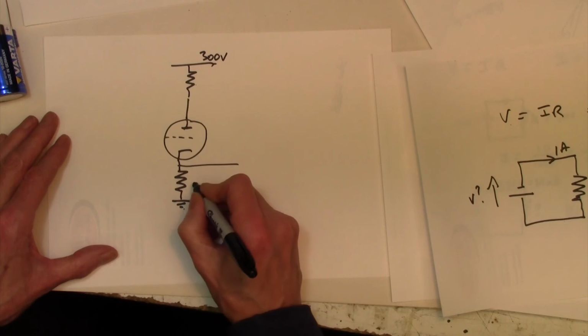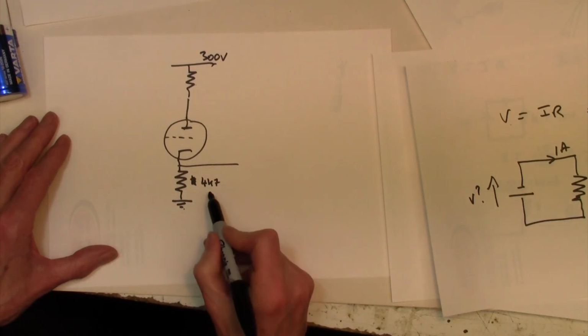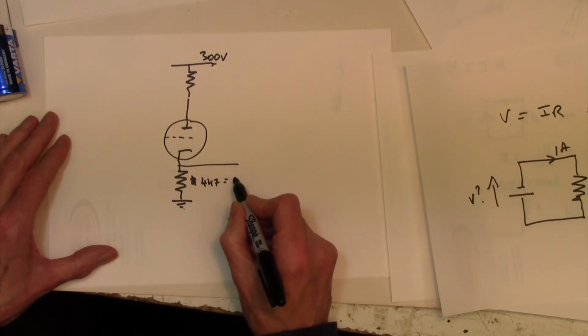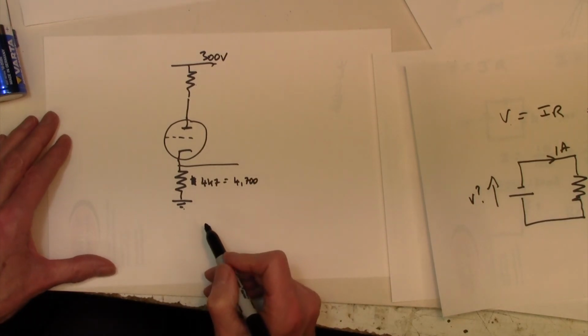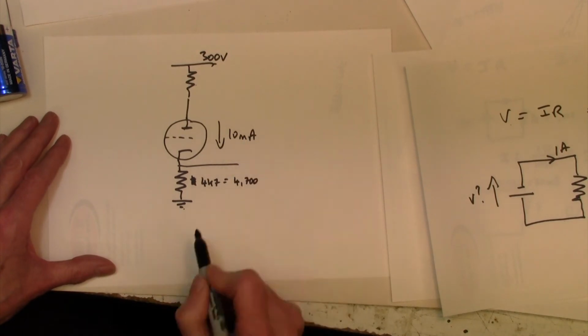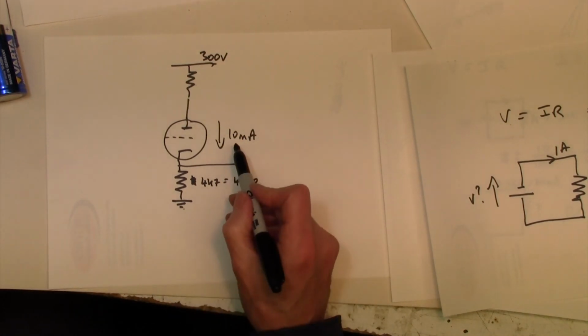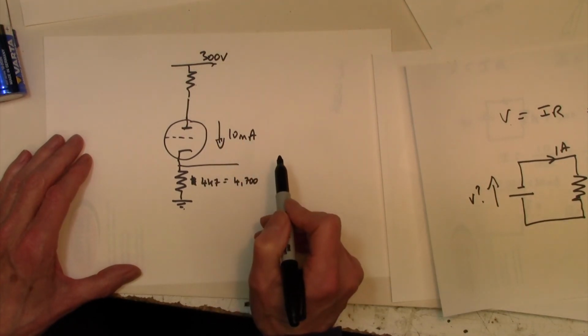Let's assume that this is a 4K7 resistor. Remember, that's 4.7K, which is 4,700 ohms. A very typical value resistor, by the way. And let's say we measure 10 milliamps through the valve. 10 milliamps, if you remember, is 10 thousandths of an amp.